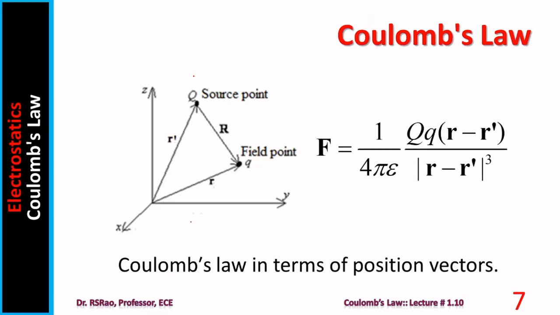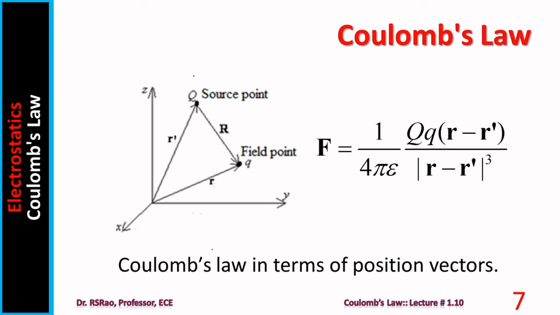Now, Coulomb's law in terms of position vectors. Sometimes we come across a situation where the position vector of capital Q is given, and the position vector of small q is given. Here capital Q is the source point, small q is the test point. In such a case, how do we express the force, or how do we find the force?